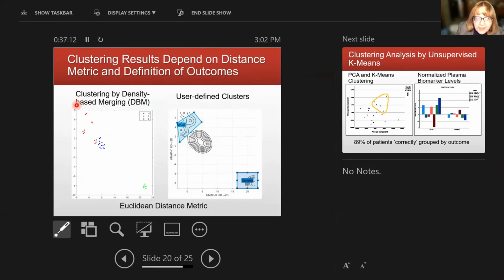Another approach that we've taken with this data is to do UMAP with clustering by density-based merging. This doesn't completely segregate the patients by outcomes, so we do get a good separation of the controls, which are shown here. And these are the patients with major adverse limb events, so they're not completely separated by cluster from patients who did not have adverse limb events.